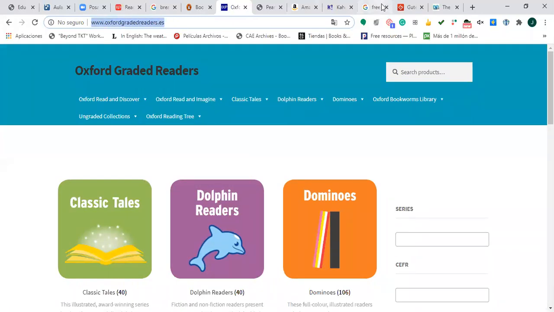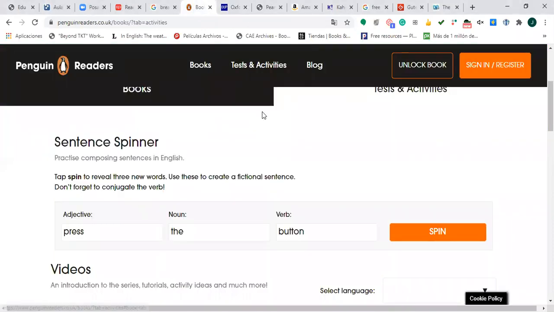The Oxford. Again, I'm going to put it on the chat. This is about the Oxford. The Penguin Readers. And you have it also on the chat.